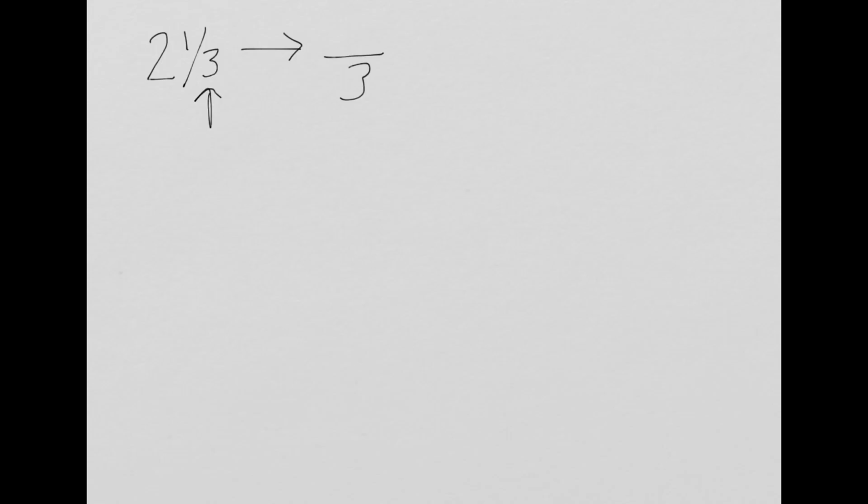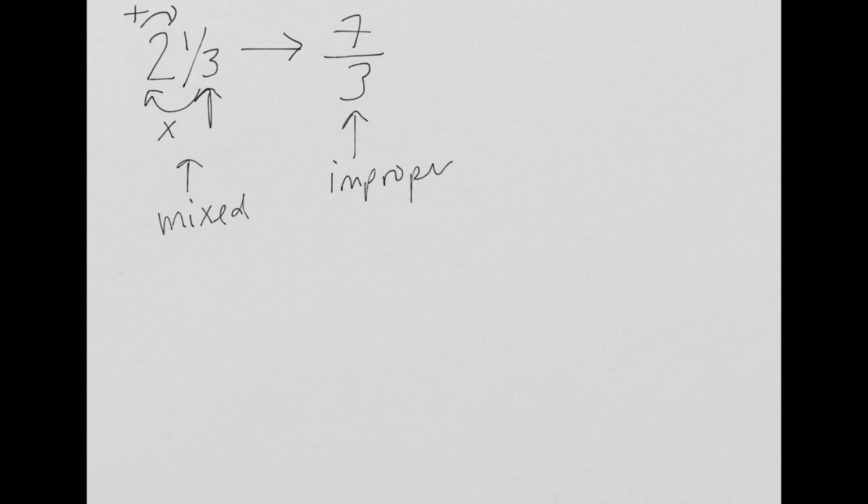How do we get that top number? You're going to multiply the 3 times the 2, and then you're going to add the 1. So if I multiply, I get 6 plus 1 is 7. So if I'm going to convert mixed fractions into improper fractions, remember this is improper, this one is mixed. You're going to multiply and add, kind of making this little circle pattern.